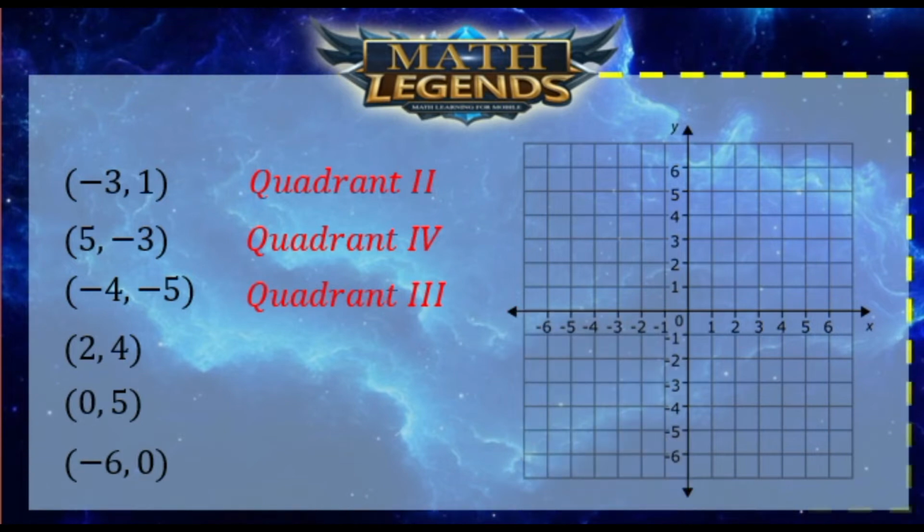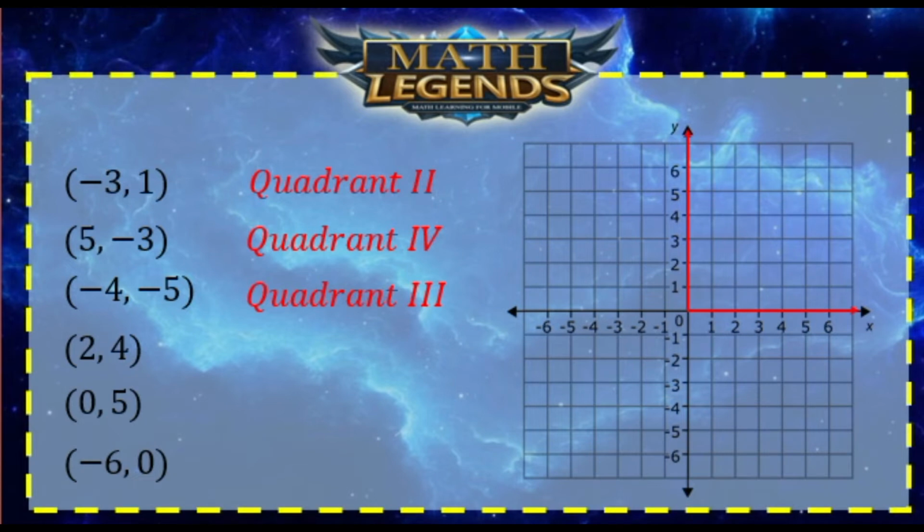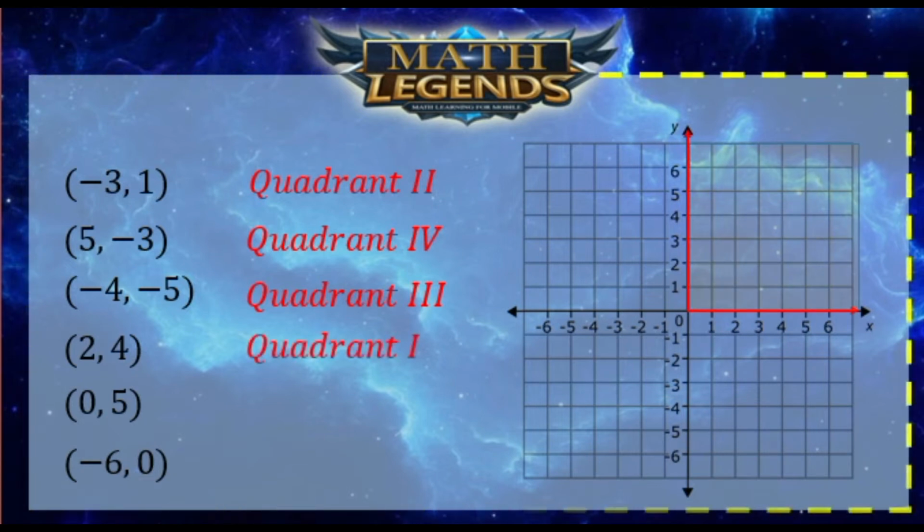For the next one, we have 2 and 4. 2 is located along the positive x-axis and 4 is located along the positive y-axis, so therefore the point is located along the quadrant 1.